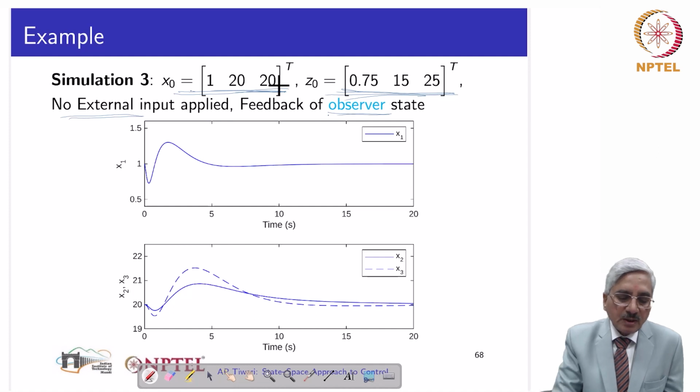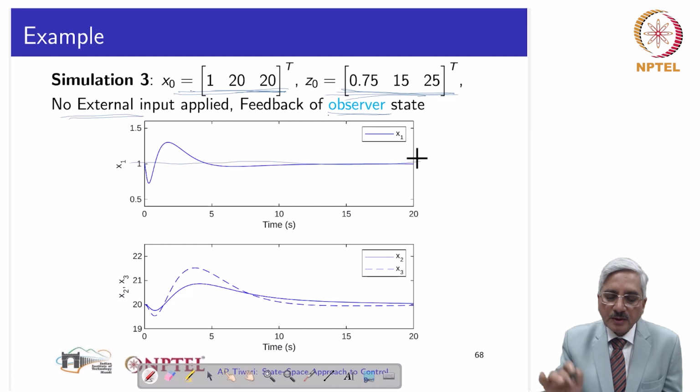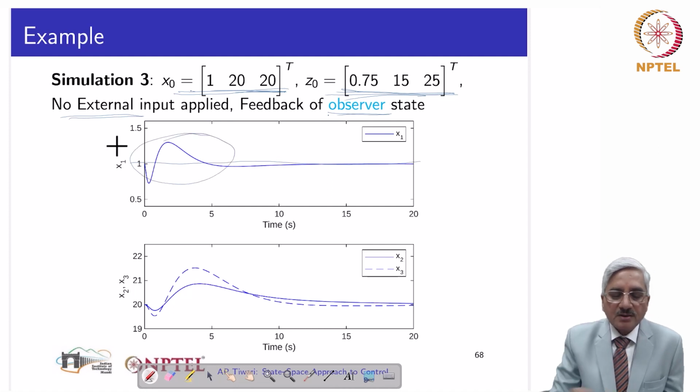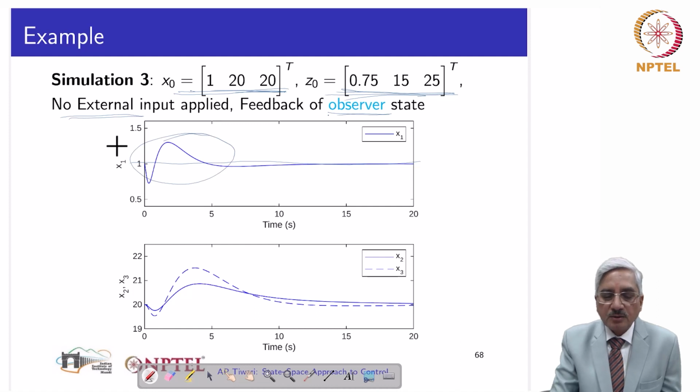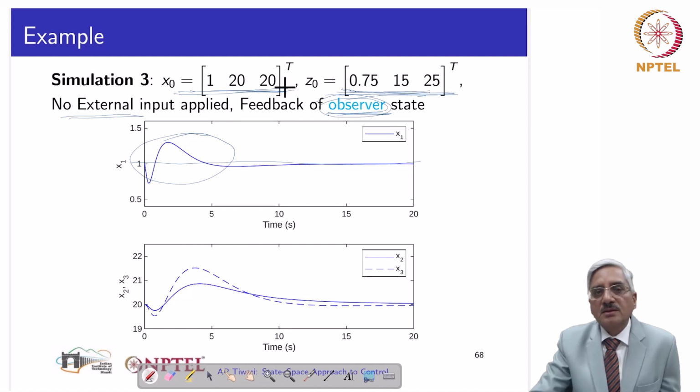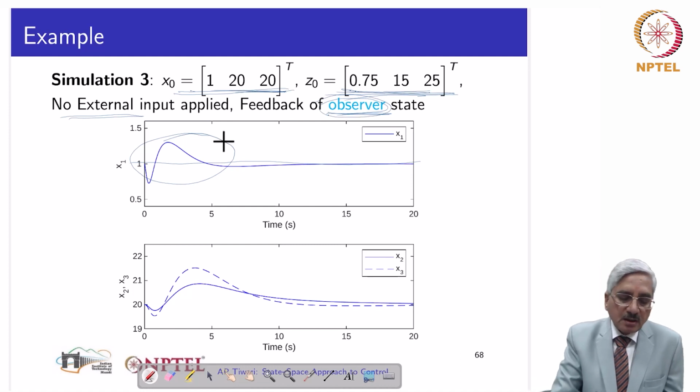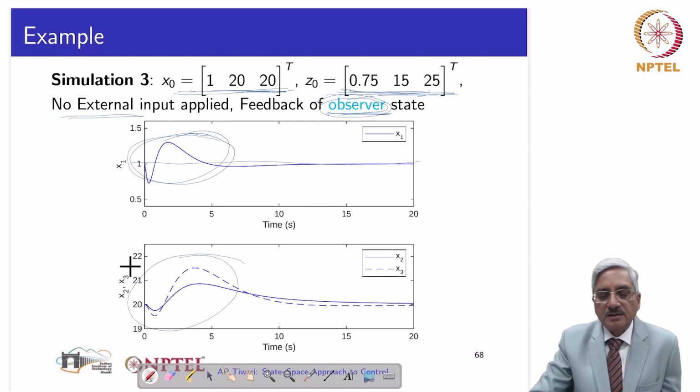We see that x1, which was constant, if we were feeding x1 for control, is now showing some initial variations, because we are using observer states for feedback and observer states are not the same as the actual system states. So x1 undergoes initial variation, and also x2 and x3 undergo initial variations. That happens.